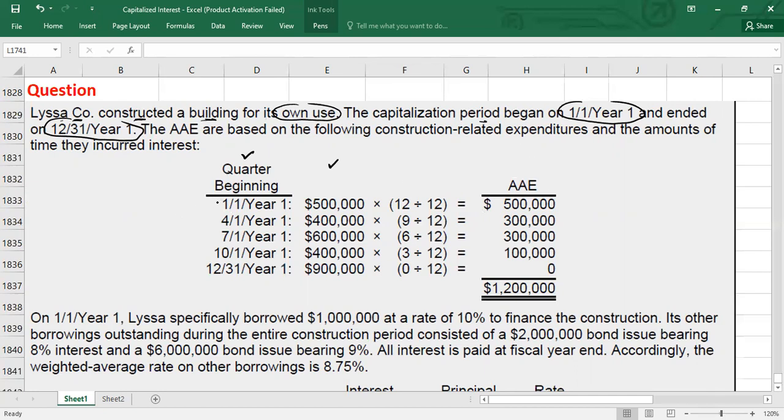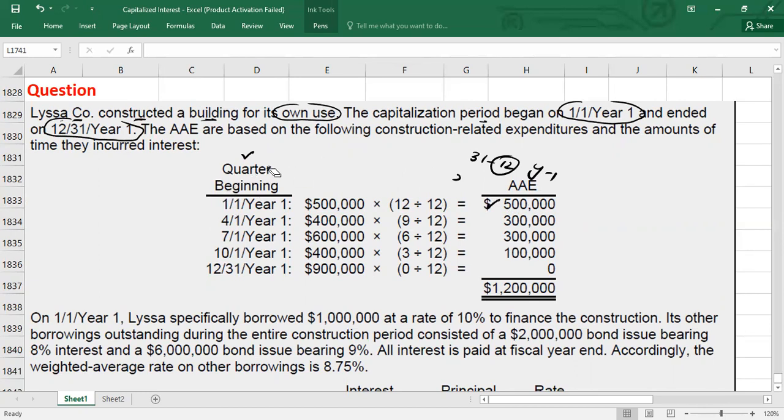First of all, here we have January 1, year 1, we incurred $500,000. So I have to multiply with the outstanding period. From this date, January 1, till the end of the period, when capitalization is going to end, which is 31st December, year 1. So you have how many months? 12 months. So I will multiply with 12 divided by the capitalization period, which is also 12, months in a year. So you will take 12 divided by 12, and you will get a total of 500,000 average accumulated expenditure.